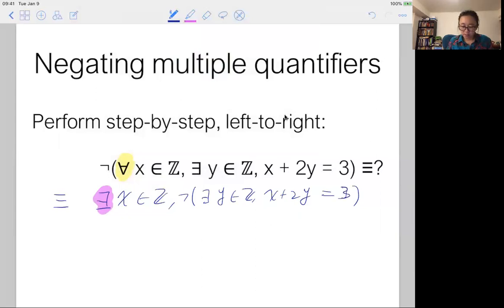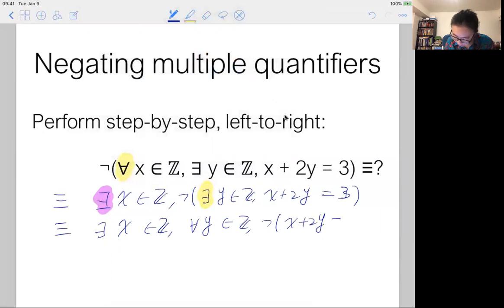Now I'm going to bring the negation into the second term. If I focus on the second term, there is an existence symbol, so I'm going to flip it back to for all. I'm not going to deal with the third term yet. Okay, now I'm going to deal with the third term.